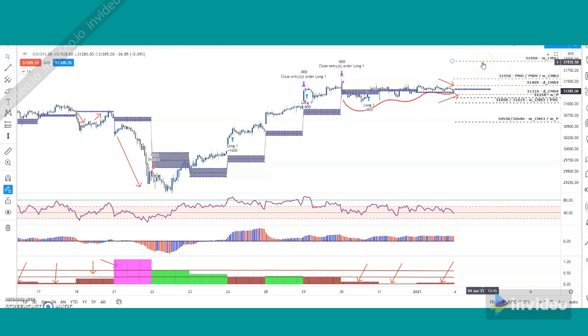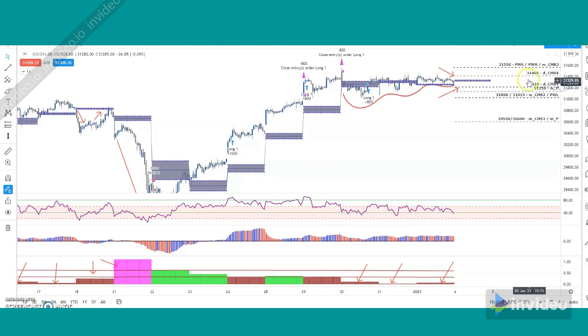See, on the upside, 31,950 is a strong key level, which is nothing but monthly Camarilla R3. The next key level is a confluence of previous month high, previous week high, and weekly Camarilla R3, which is nothing but the 31,550 zone. And you have 31,405 in the form of daily Camarilla R4, and then you have a very narrow central pivot range, which is around 31,310, this zone.